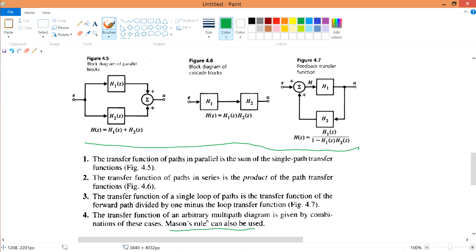Just for info, in case I forget ten years down the road: if it's a parallel system, it's h1 plus h2. If it's a series system, it's h1 times h2. If it's a feedback, it's the forward loop h1 divided by 1 plus h1 h2, but because this is a plus feedback, we need a minus. So if it's a plus, I will write minus, and if it's a minus, then we write plus.